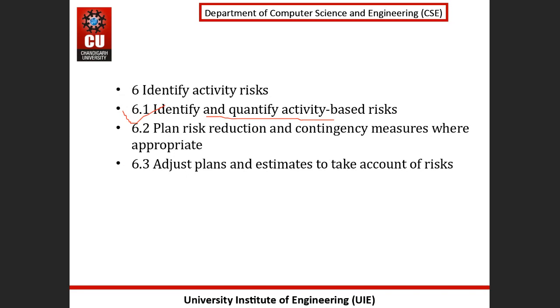After that, we plan risk reduction and contingency measures where appropriate. So now we have decided what kind of risk this is. We will go for the reduction of that risk, or to remove that risk if it is a critical type or high level risk.